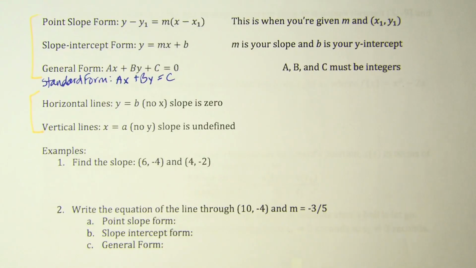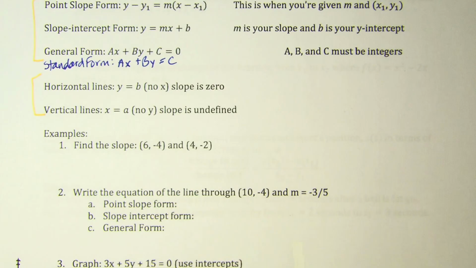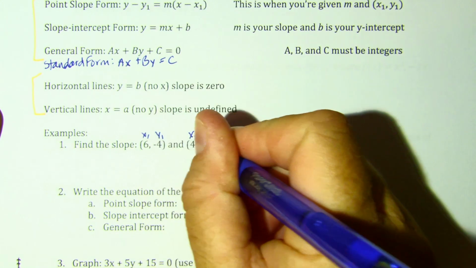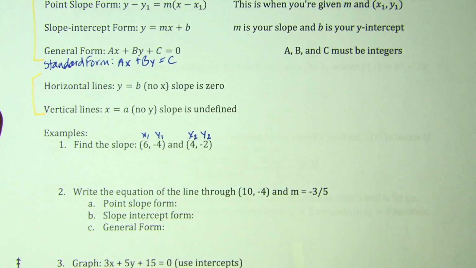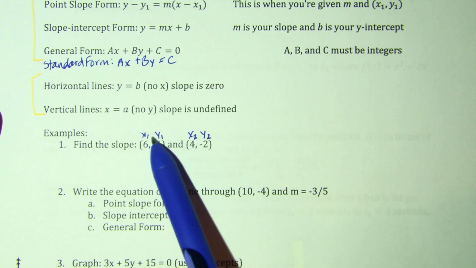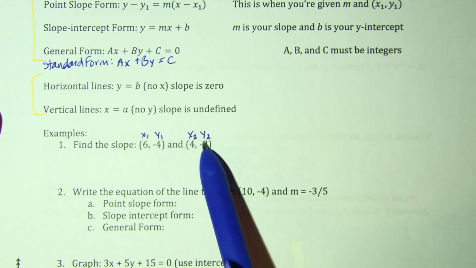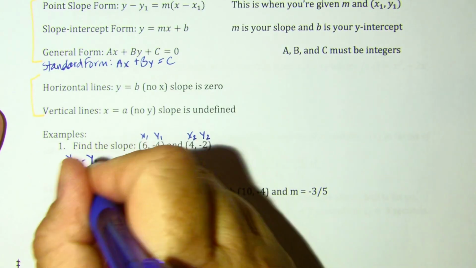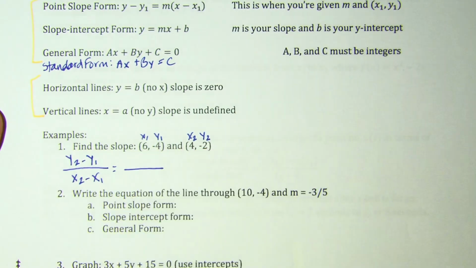So this first example here asks us to find the slope given these 2 points. I find it's helpful if you label the points x1, y1, x2, and y2. The x values are always first, the y values are always second. It doesn't matter whether we label this the 1 point or this the 2 point, as long as we're consistent. This is both the 1 for the x and the y, and this is the 2 for the x and the y. The formula, again, is y2 minus y1 over x2 minus x1. And now we can just plug in those values.